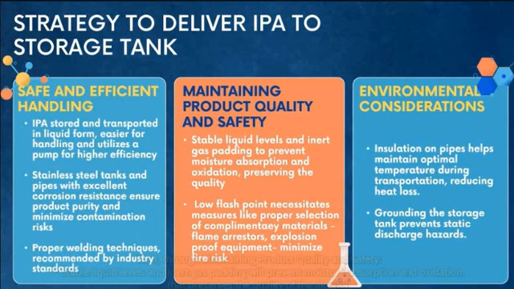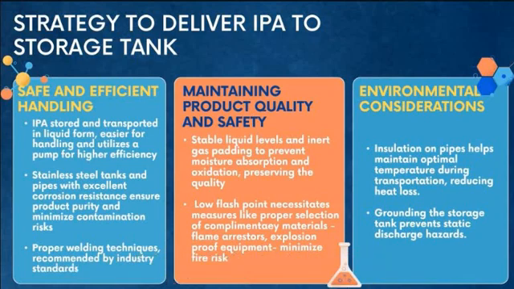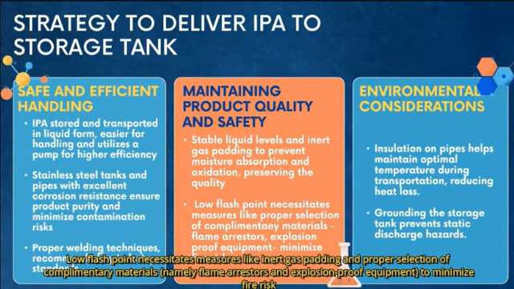Next, through maintaining product quality and safety. Stable liquid levels and inert gas padding will prevent moisture absorption and oxidation that preserves the quality of the alcohol. Low flash point necessitates measures like inert gas padding and proper selection of complementary materials, namely flame arresters and explosion-proof equipment to minimize fire risk.